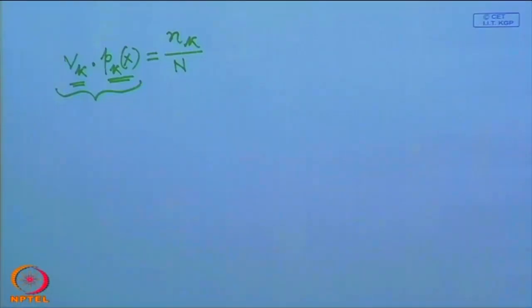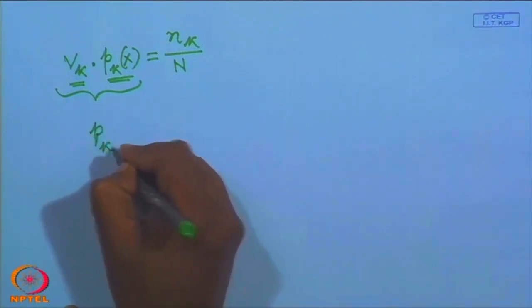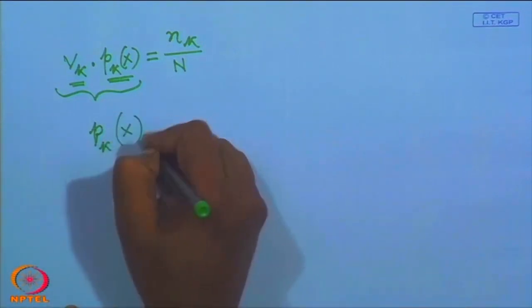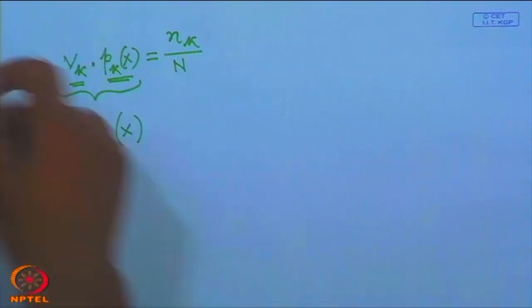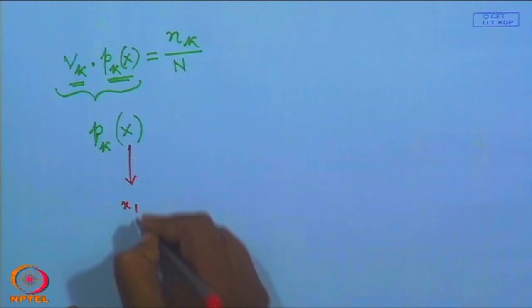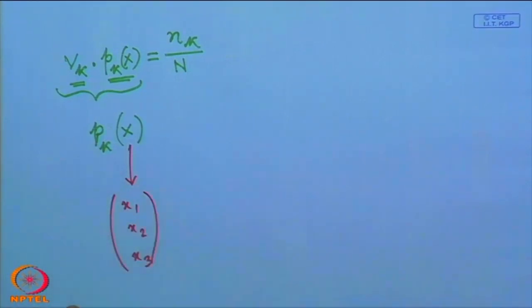So, once I have this, my simple calculation is the probability density value within the kth bin of x, where x is my three dimensional vector. So, this x is nothing but a vector x1, x2, x3 which falls under the kth bin.